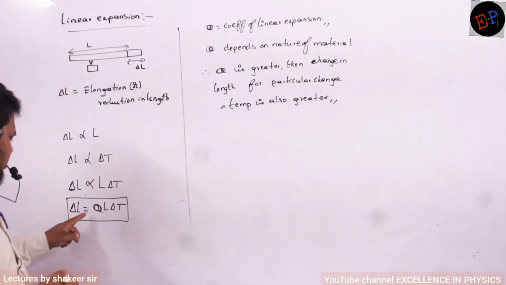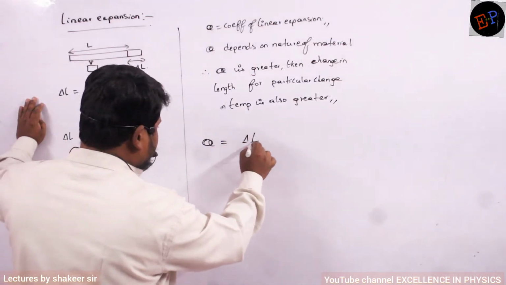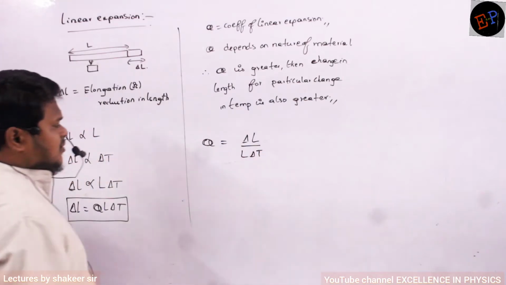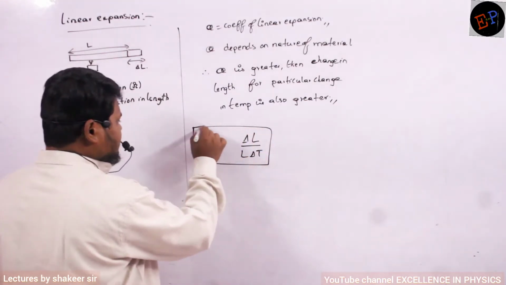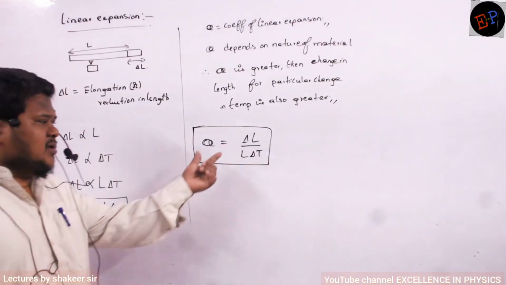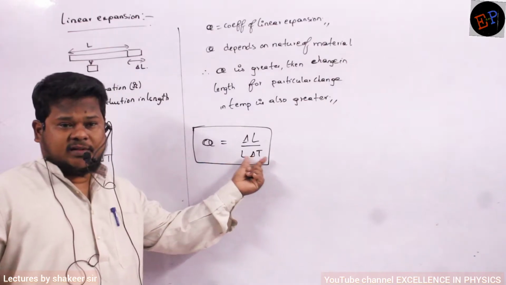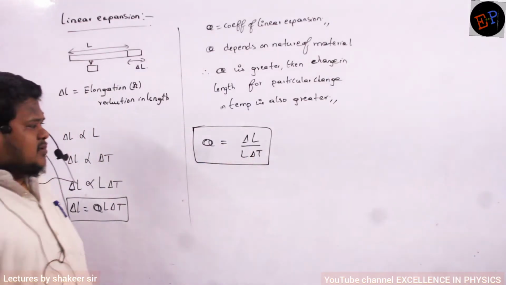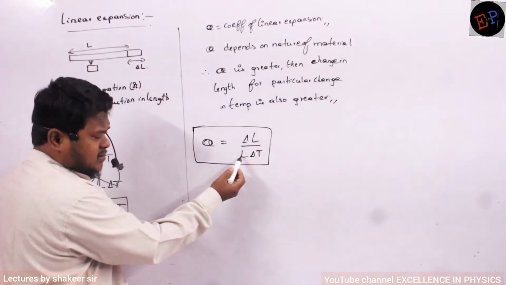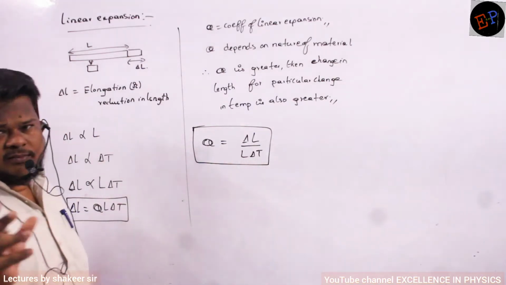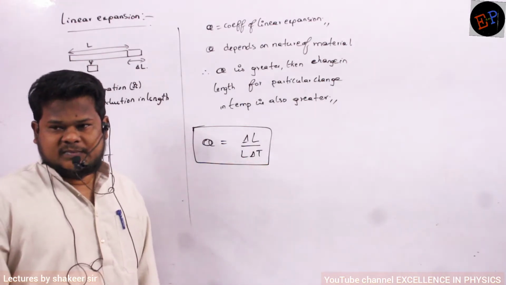Understood? So how can I write the equation of alpha here? Alpha can be written as delta L divided by L delta T. This is how you can write the alpha value. Now, what is the definition of alpha by using this relation? Change in length per original length per change in temperature. That is called alpha. So how much is the change in length of that particular body when compared to its original length, when there is a 1 degree rise in temperature, that is the alpha value.